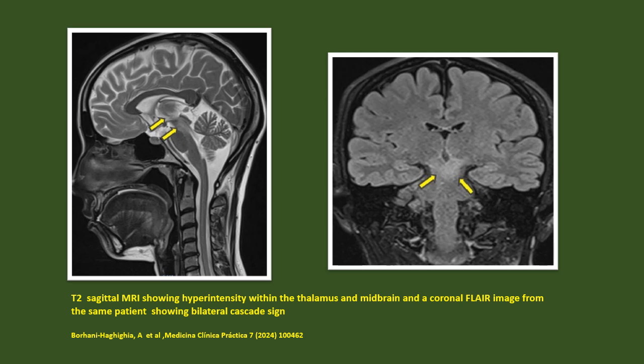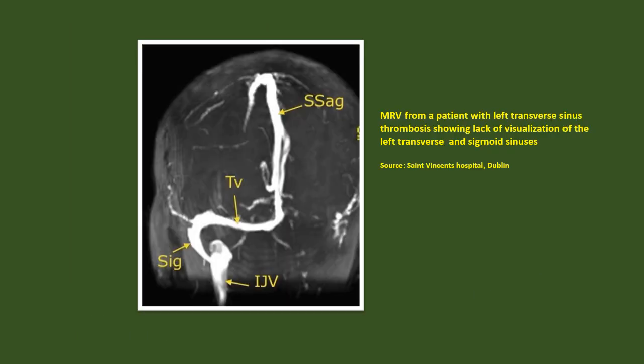This picture shows a T2 sagittal MRI showing hyperintensity within the thalamus and midbrain, and a coronal FLAIR image showing bilateral cascade sign. This figure shows MRV from a patient with left transverse sinus thrombosis, showing lack of visualization of the left transverse and sigmoid sinuses.